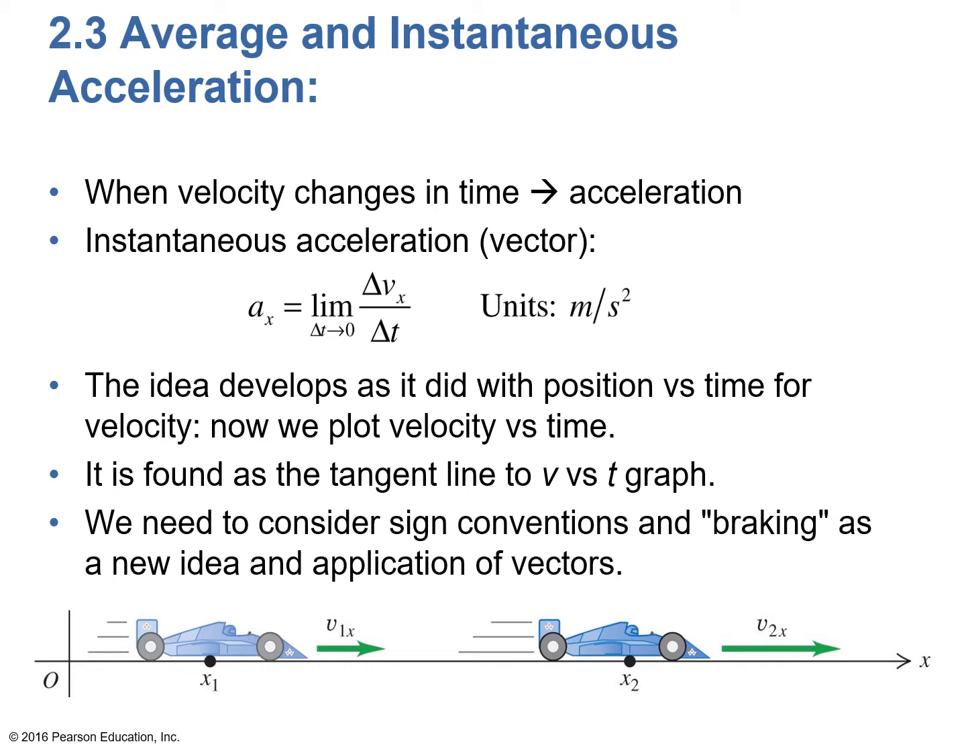In the same way that we were calculating this instantaneous velocity by looking at the tangent to a graph of position versus time, we're going to look at an instantaneous acceleration as a tangent to a line plotting velocity versus time. We need to consider sign conventions pointed out here: when that acceleration is positive, your velocity is increasing, and when you're decelerating or you're braking, you're going to have a negative acceleration. Or if you see a negative acceleration, you know that your velocity is decreasing.